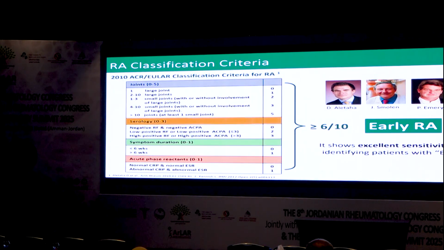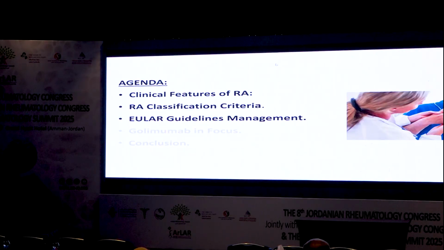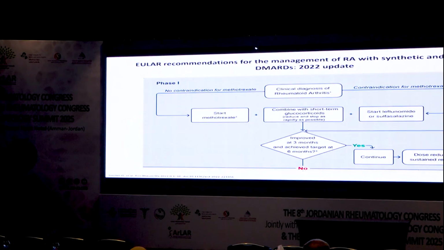Coming to the guidelines for the management of rheumatoid arthritis. This guideline is the 2022 update. This is not the most recent, but I prefer this one. It proceeds in three phases. In phase one, after the clinical diagnosis of rheumatoid arthritis with no contraindication to methotrexate, we should start methotrexate as first-line therapy with short-term glucocorticoids. Or if the patient has a contraindication to methotrexate, we can start leflunomide or sulfasalazine in combination with glucocorticoids.